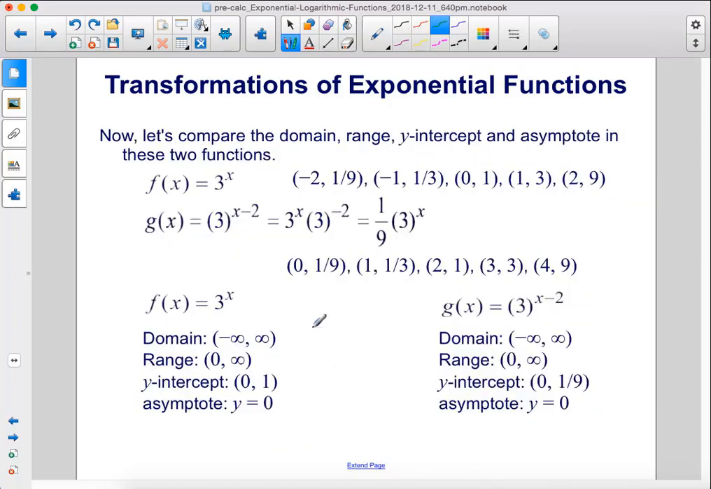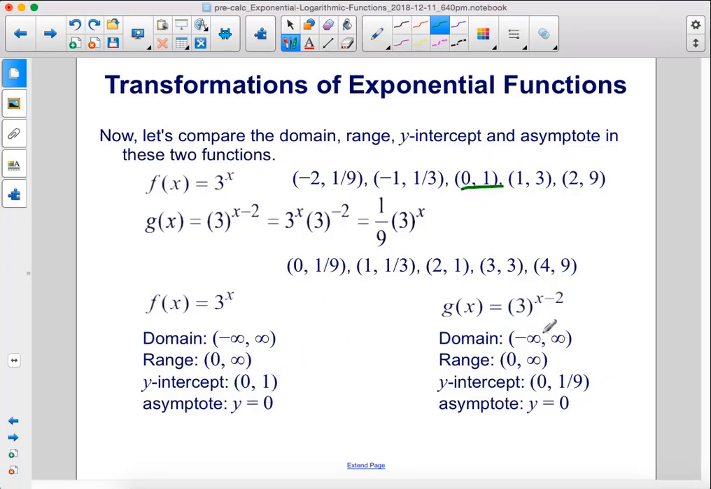Now let's compare the domain, range, y-intercept, and asymptote in these two functions. Here we have f of x equals 3 to the x, and here are some points that are on that graph. Here we have g of x equals 3 to the x minus 2, which can be rewritten as 1 over 9 times 3 to the x, and here are some points on that graph. So the domain here for 3 to the x is all real numbers from negative infinity to positive infinity. The range is from 0 to infinity, since we have the asymptote at y equals 0, and the y-intercept right here is at (0, 1).